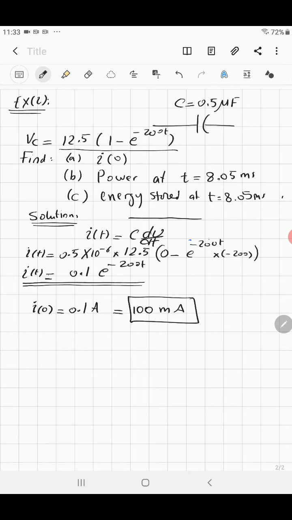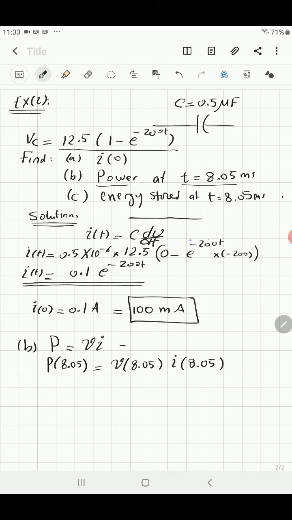Find the power at t equal 8.05. How can you find the power? Well, the power is given by voltage times current. This formula is applicable for resistor, inductor, capacitor. It's a general one. And you want to find the power at a specific time. So the power at time equal 8.05 millisecond will be equal to the voltage at the time 8.05 times the current at 8.05.